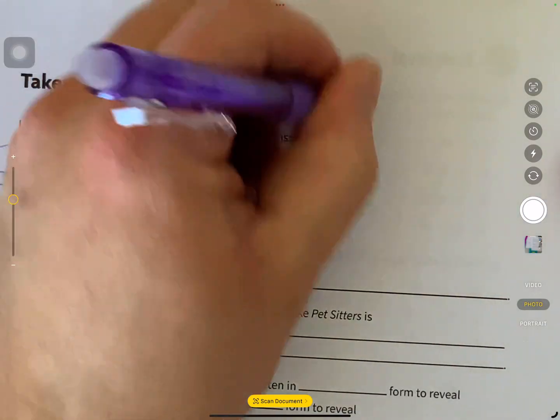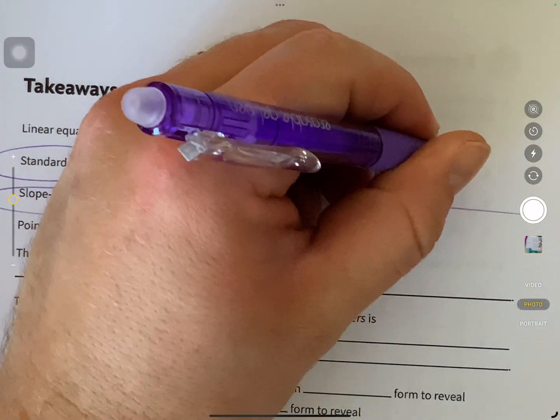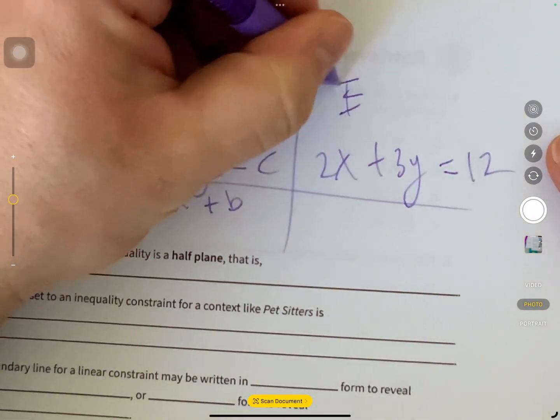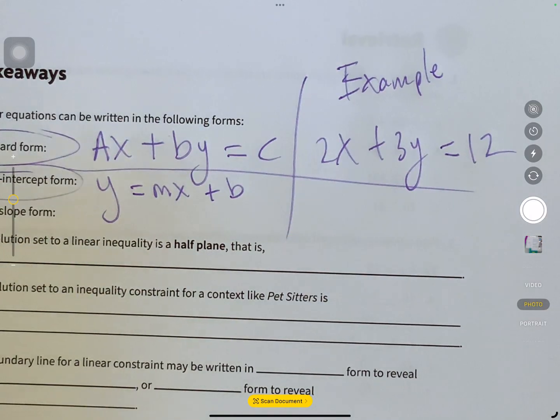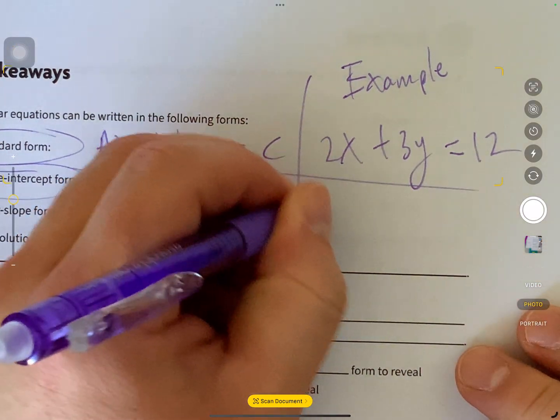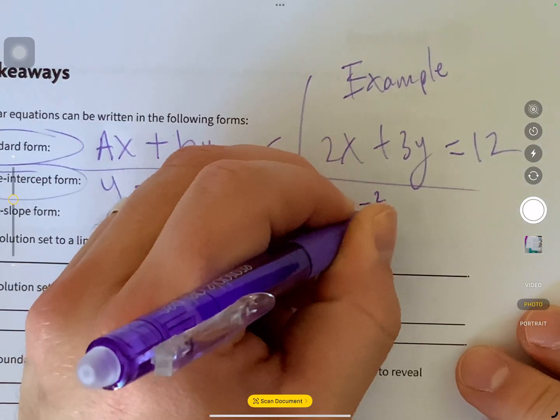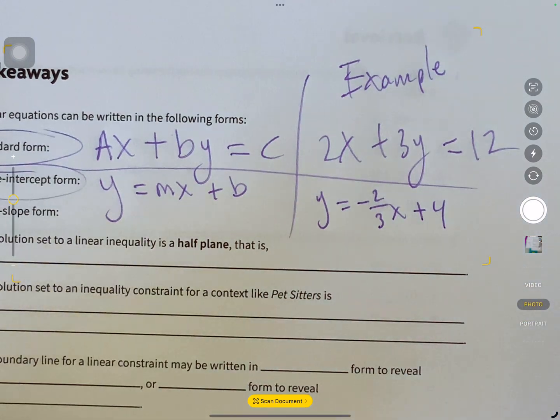Now let's get some examples of these. Let's say 2x + 3y = 12. This is an example of a standard form equation. And now let me give you an example of a slope-intercept form equation: y = -2/3 x + 4.